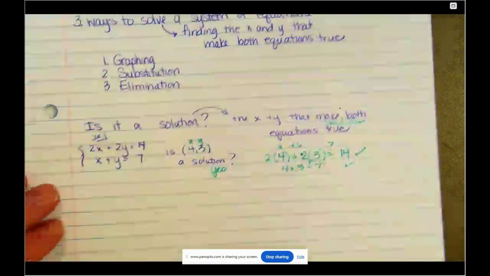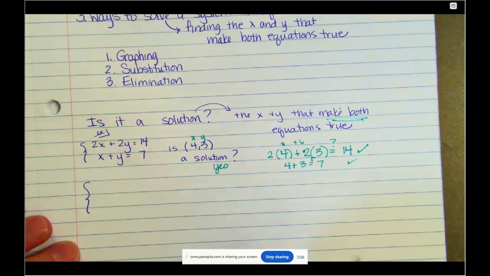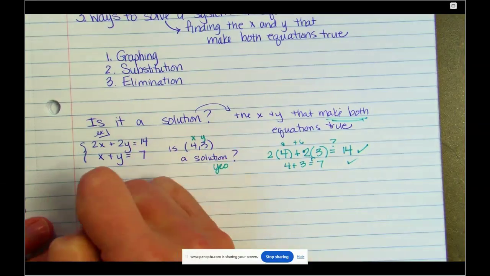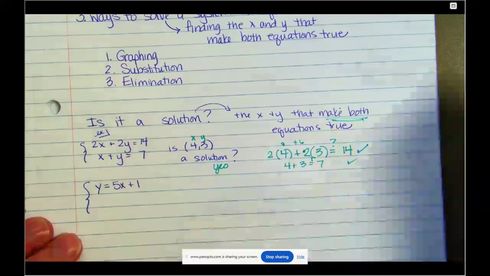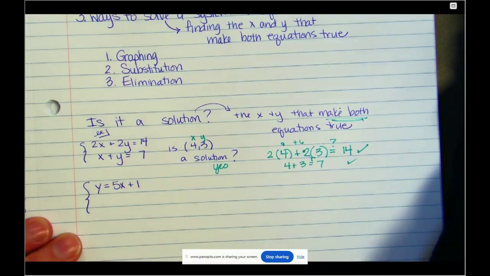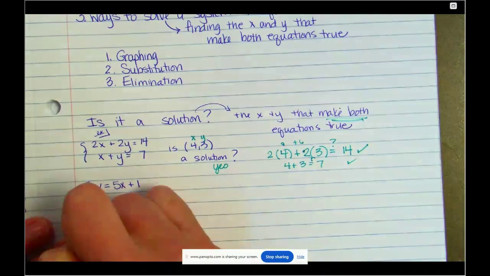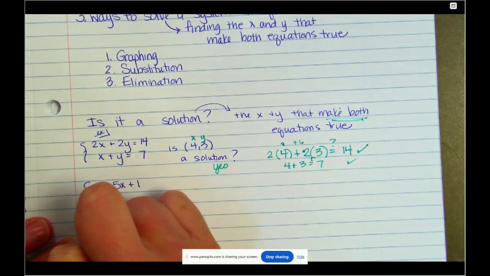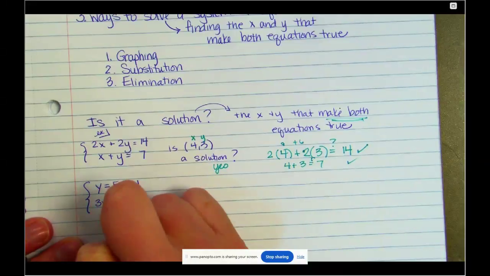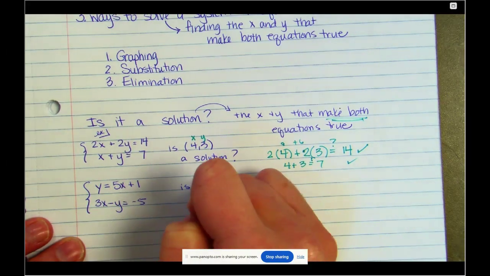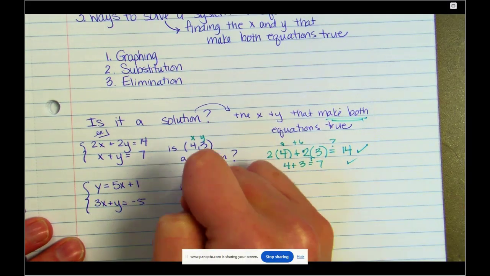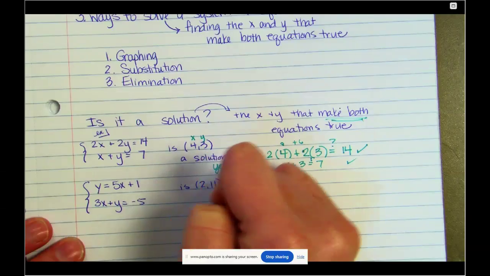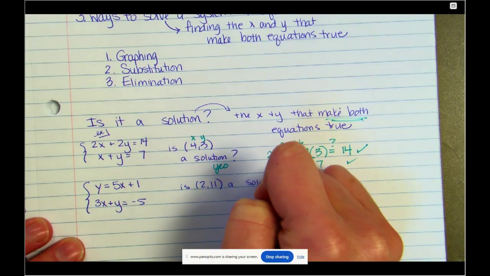Okay, so let's try another one. So let's say we have y equals 5x plus 1 and 3x plus y equals negative 5. Is (2, 11) a solution?